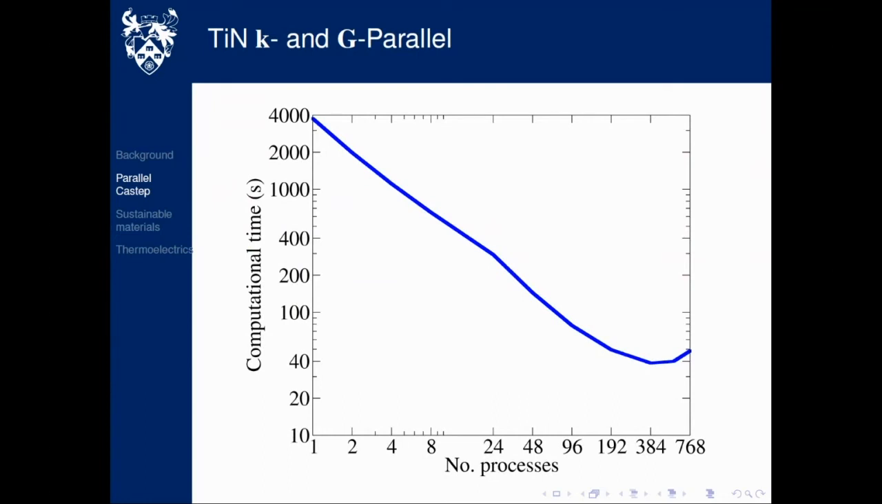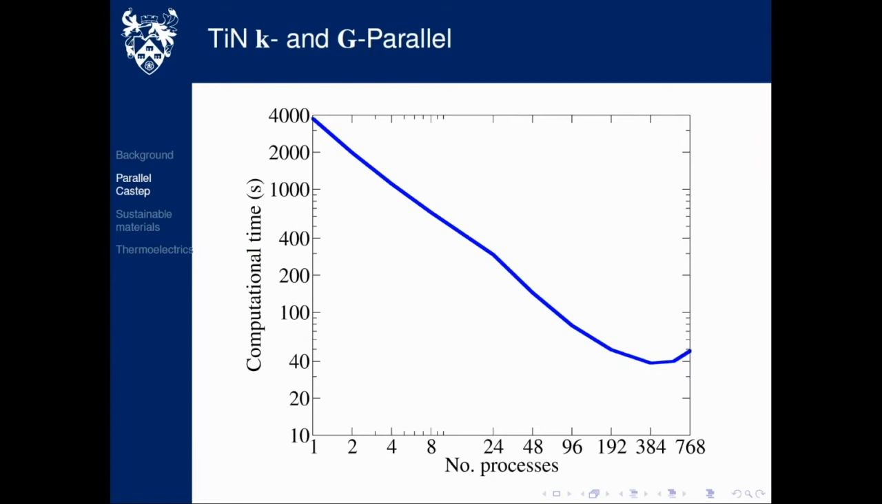But if I plot how the time scales on a sample machine, and this isn't ARCHER2, as you'll quickly realize, for the process count, the computational time goes down. I've plotted this on a log plot, so perfect scaling is a straight line here.